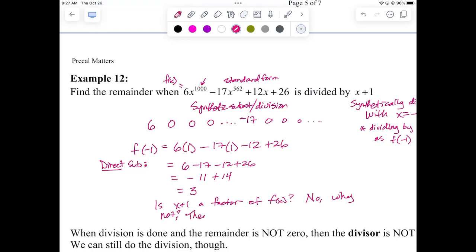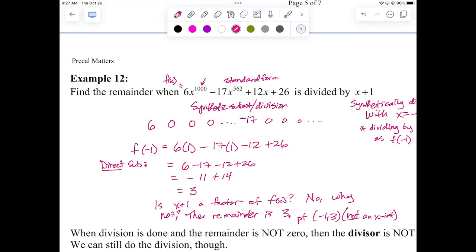The remainder, good. The remainder is 3. The point is negative 1, 3. There's a point on the graph of f of x called negative 1, 3, which is not an x-intercept. See how it's all related? The function value at a is the remainder when you divide by x minus a, and vice versa. The remainder when you divide by x minus a is the function value at a.